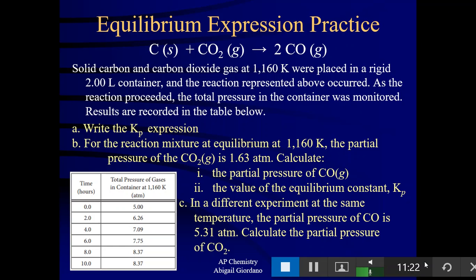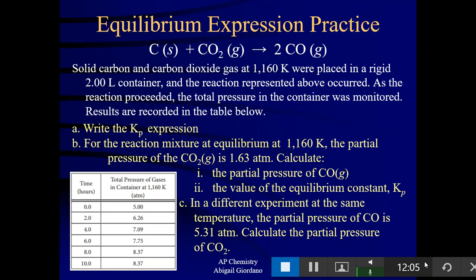All right, last part. Part C says, in a different experiment at the same temperature, that's important, guys. Remember what we said. As long as the temperature stays the same, the equilibrium constant will be the same. So this Kp value that I just solved for in the problem above, I may have to use that number, and I can because I'm at the same temperature. The partial pressure of CO is now 5.31 atmospheres, so it's a different value. Calculate the partial pressure of CO2.